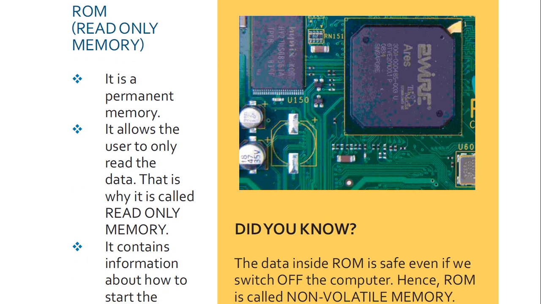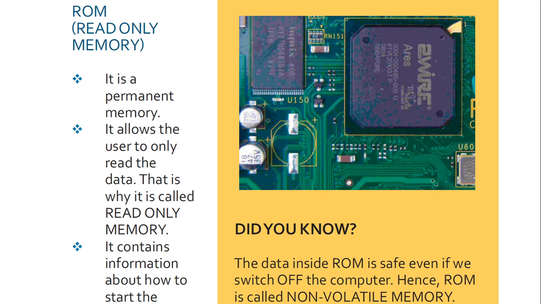In the ROM, the starting instructions of the computer are stored. So when you start the computer, which processes are going to run? All those instructions are stored in the ROM. It doesn't erase. It is permanent. So when you start the system, the instructions are automatically loaded from the ROM and given to the computer.